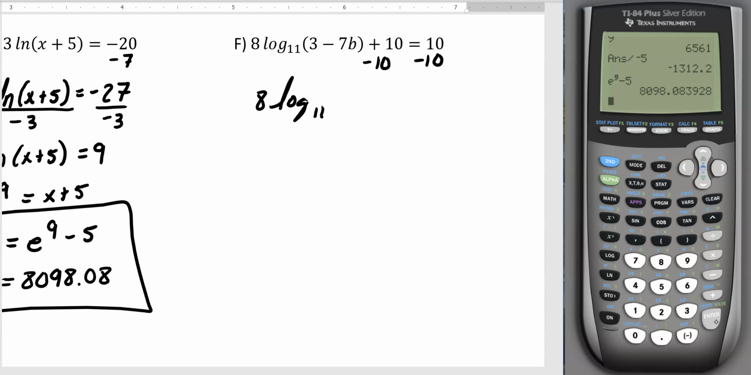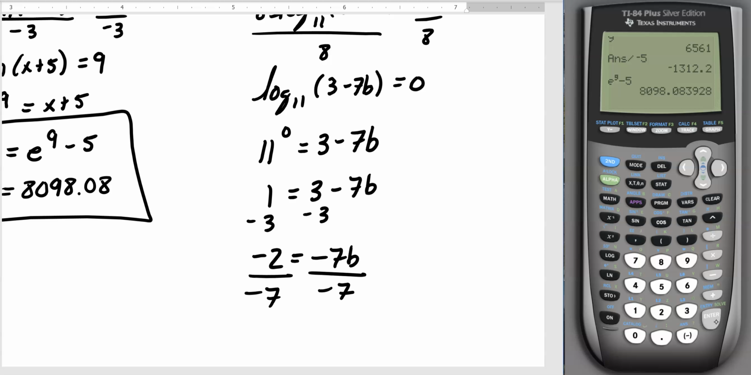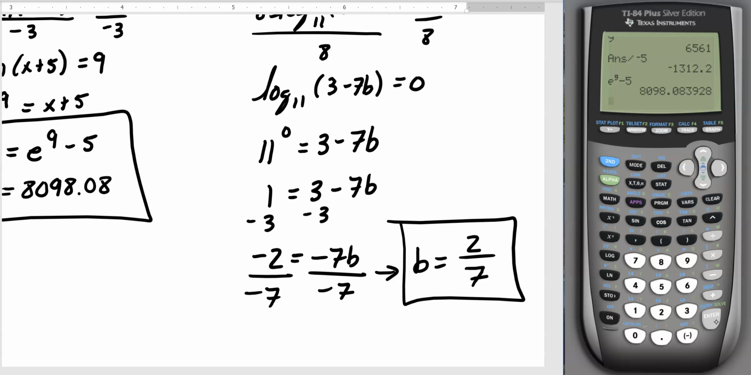I'm excited because when I convert this to exponential form, I'm going to have 11 to the 0 power equals 3 minus 7b. I'm not even going to need to use my calculator because I know anything to the 0 power is 1. So I'm going to have 1 equals 3 minus 7b. Subtract 3 from both sides, so I'll have negative 2 equals negative 7b. Divide by negative 7, and I find that b equals 2 over 7. Voila, we'll call that a day.